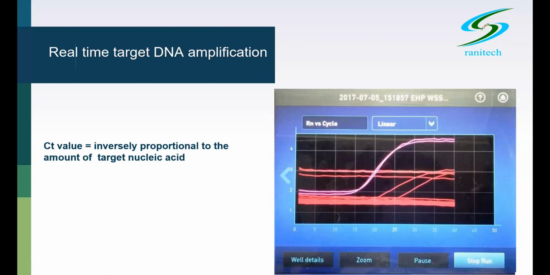That means the lower the CT value, the higher the disease. So if you have a CT value of around 16 or 17, that means you have a very high pathogen load in the sample, so your machine has detected it very early. If it is detecting very late, like 33 or 32, it means the infection level is very, very low, so your machine has taken a lot of time to find the target DNA.